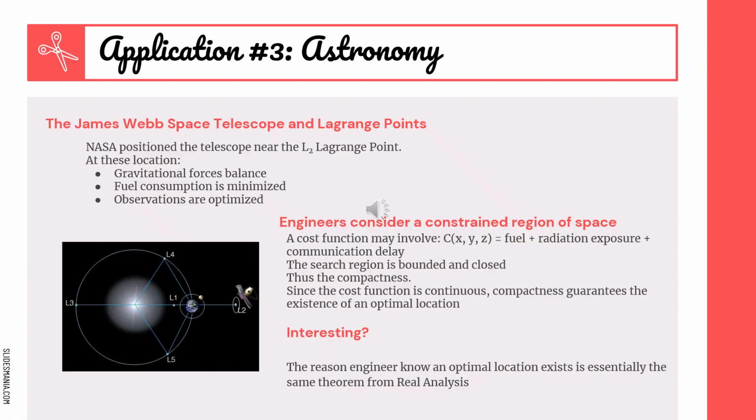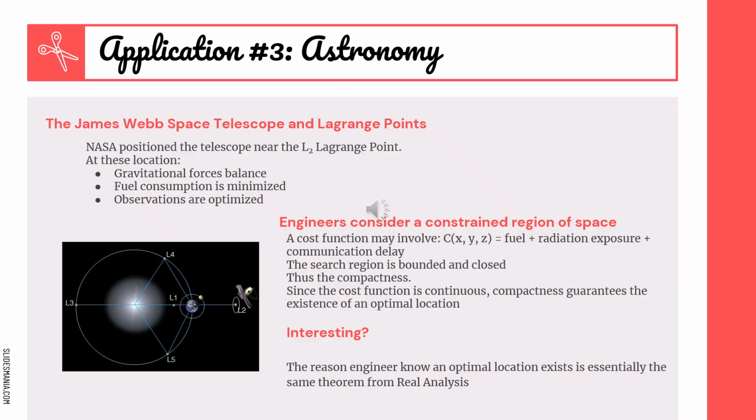So in astronomy, let's talk about satellites: the James Webb Space Telescope and the Lagrange points. NASA positioned the telescope near the L2 Lagrange point. You can see the satellite in the picture. At these locations, the gravitational force is balanced, fuel consumption is minimized, and observations are optimized for the satellite. Engineers consider a constrained region of space.